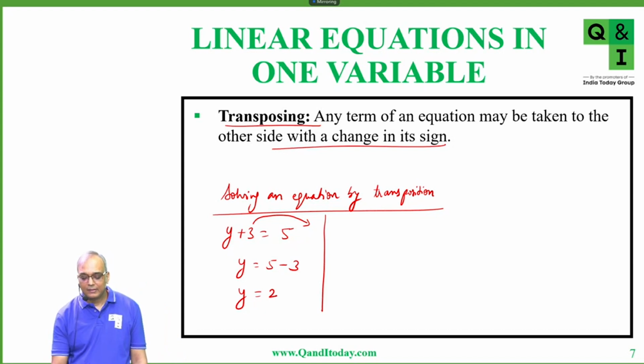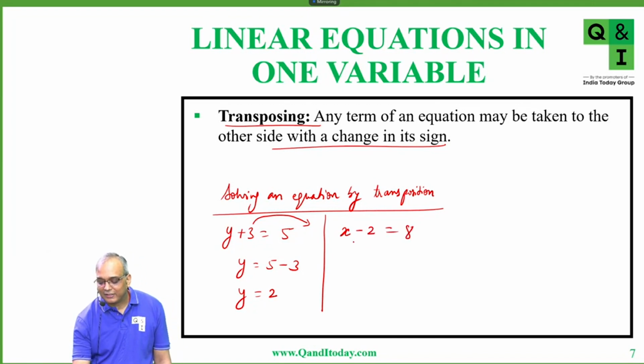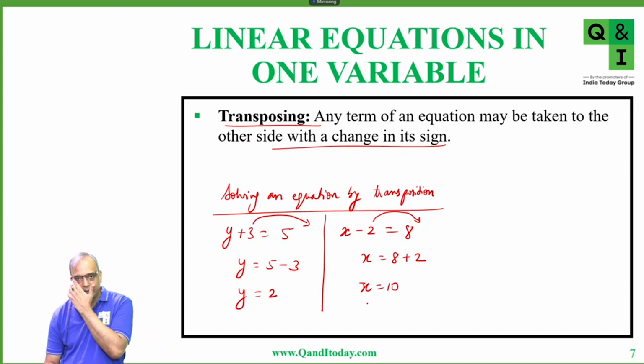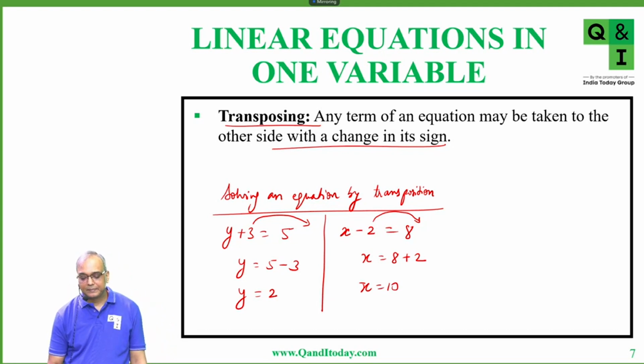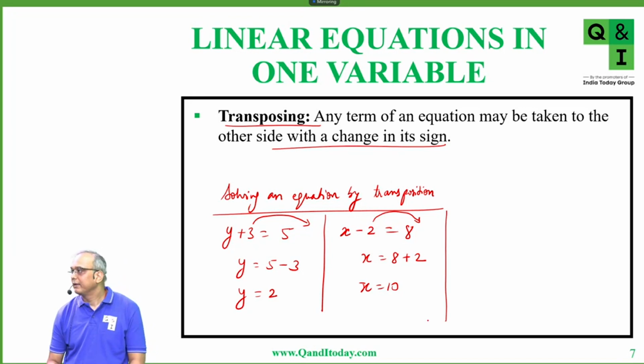Yes, sir. Then let's say we have x - 2 = 8. Now if I have to solve it for x, I have to get rid of this 2. So I will take it on the other side. -2 will become +2. So this will become x = 8 + 2. That is x = 10. Clear? Is this clear? Yeah, you want to ask something?